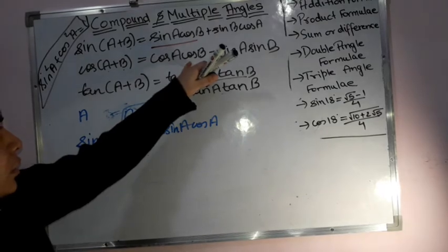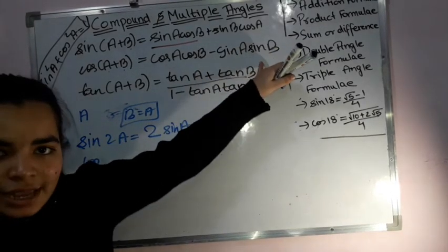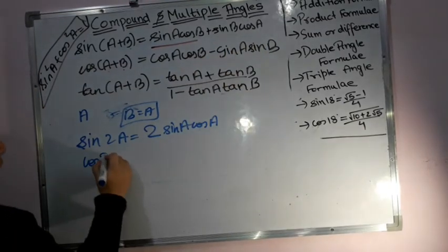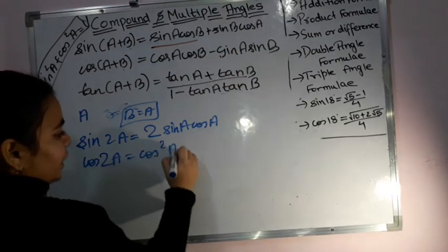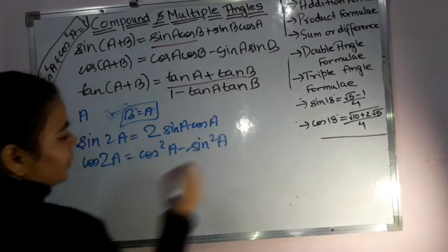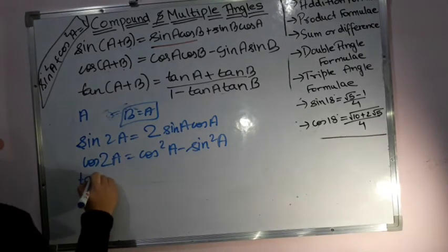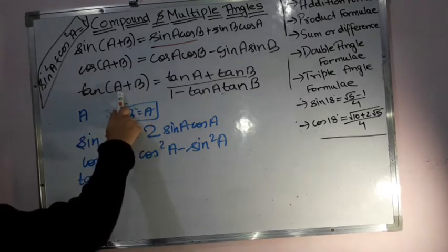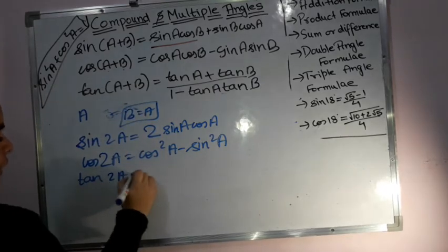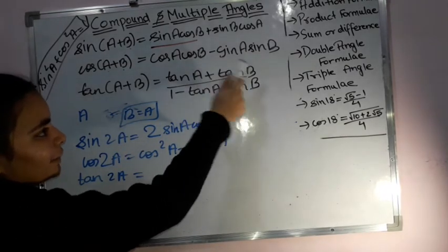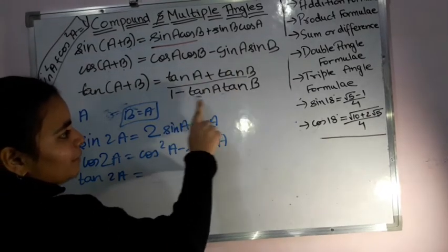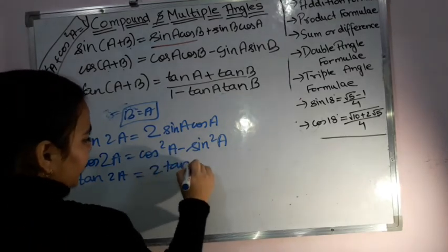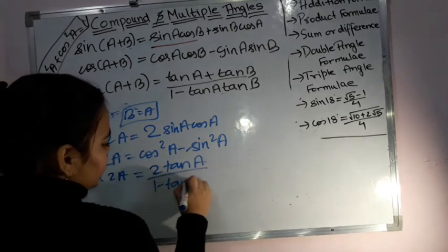So cos A cos A minus sin A sin A, and that is cos square A minus sin square A. This is equal to cos 2A is equal to cos square A minus sin square A, isn't it? Now again for tan of A plus B, similarly you can do it, but still I am writing it down. For tan of A plus B, if I have tan of 2A, that is equal to tan A plus tan A, that means 2 times tan A upon 1 minus tan square A. So tan 2A is 2 tan A upon 1 minus tan square A.